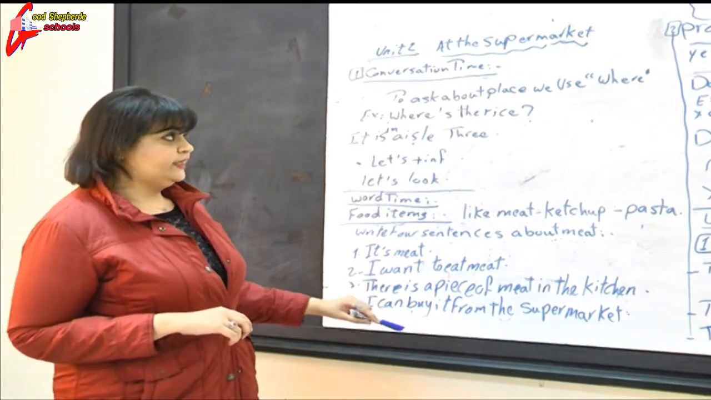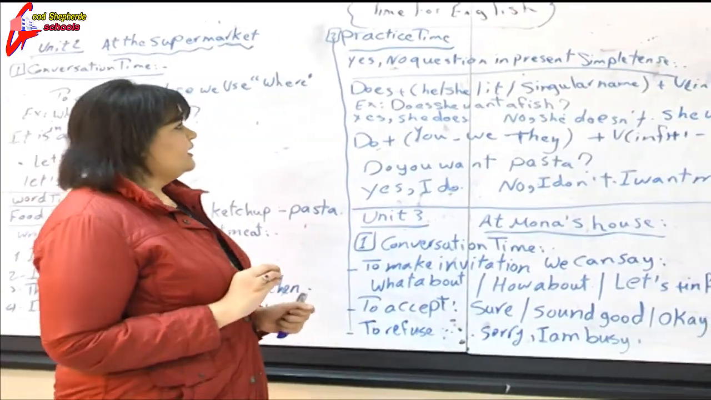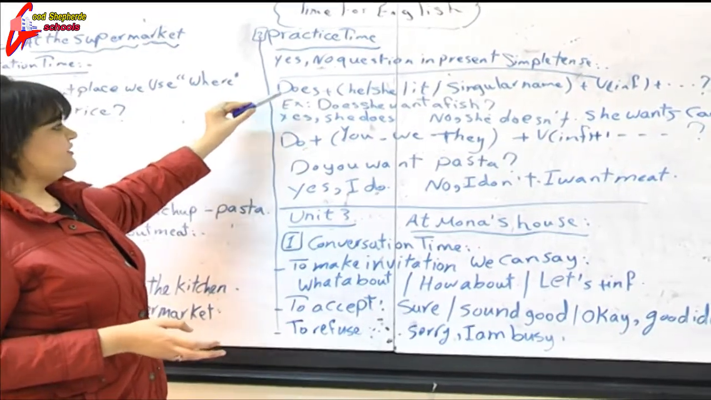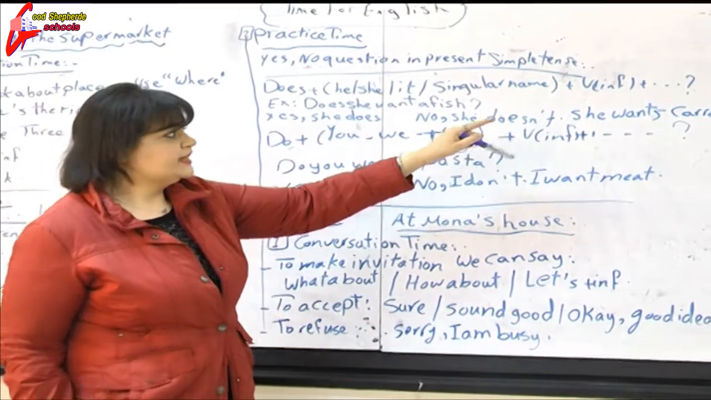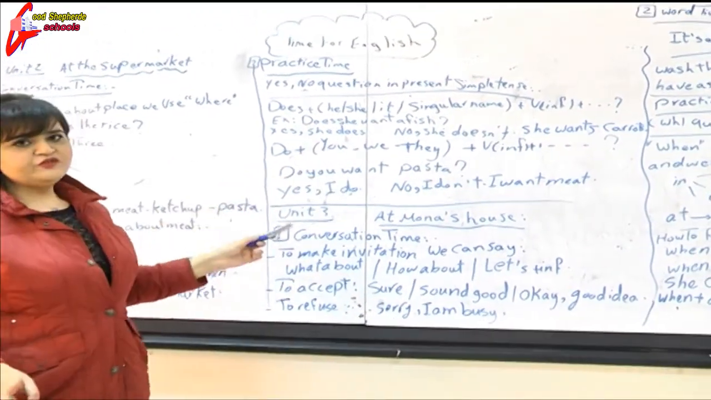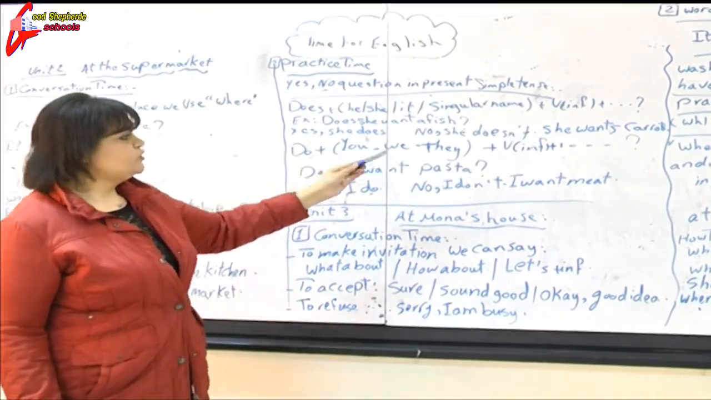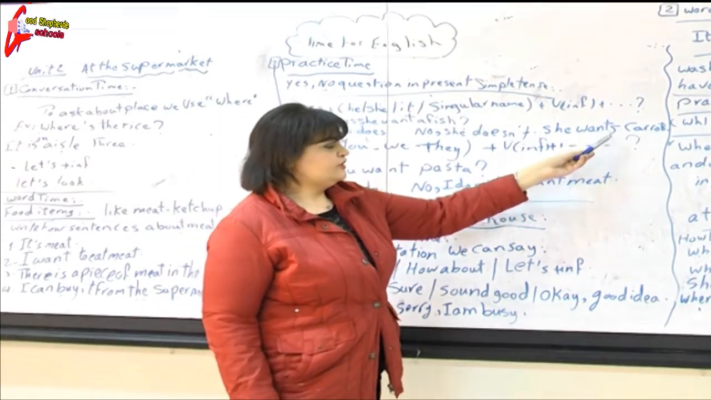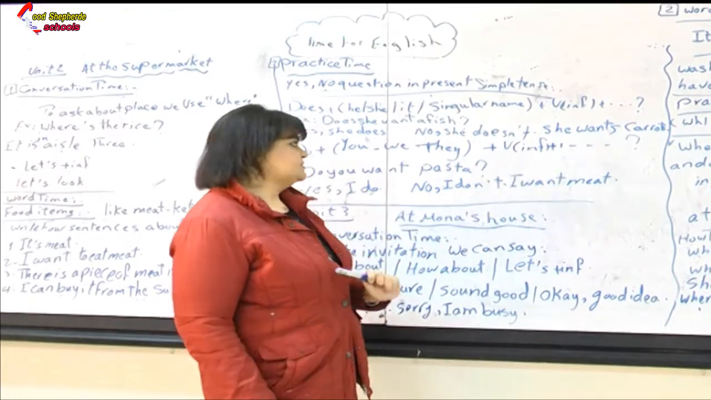Practice time. It's about yes or no questions in the present simple tense. I will use does if I have the pronouns he, she, it, or any singular name, plus the verb in infinitive. "Does she want a fish?" I have 2 answers, maybe yes, maybe no. "Yes, she does," or "No, she doesn't, she wants cats." Of course, we use wants because he, she, it take the verb plus s.